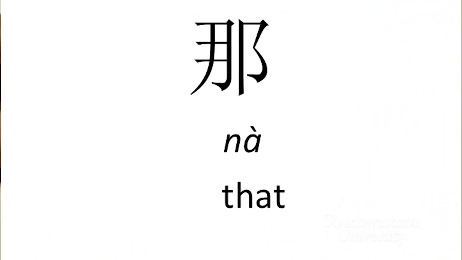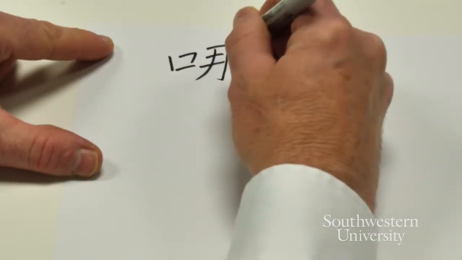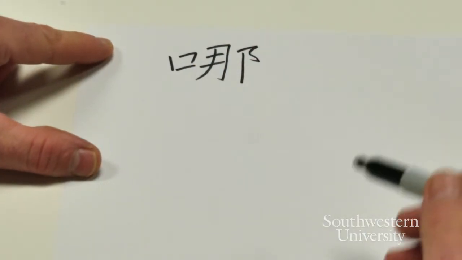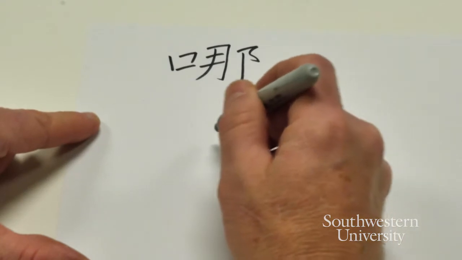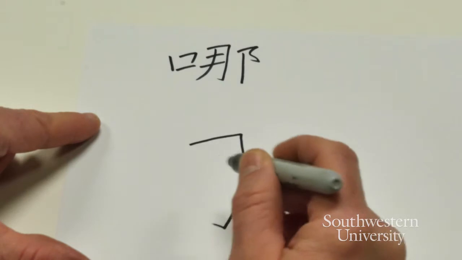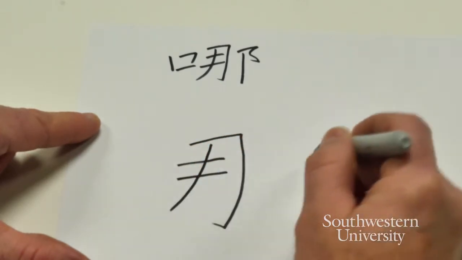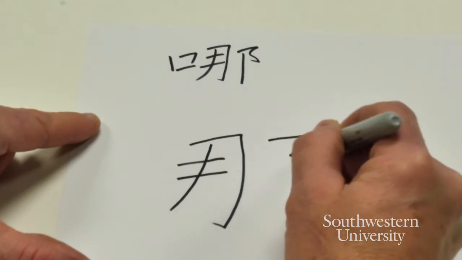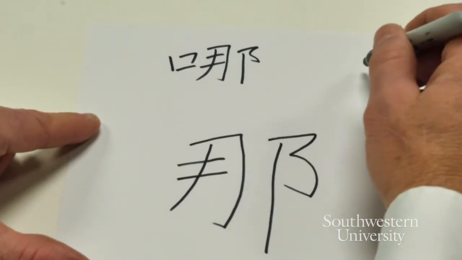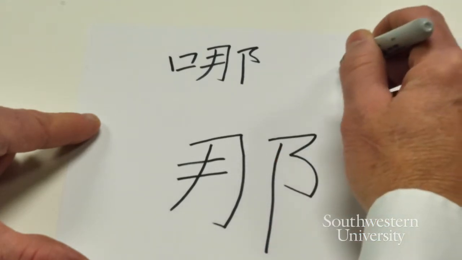Okay, so previously we learned the character na, written like this. Well, these two components on the right are the character we're going to learn today, na. So we do this part again, hung, ja, go, and then we hung, and then the right hand ear thing again, shu.